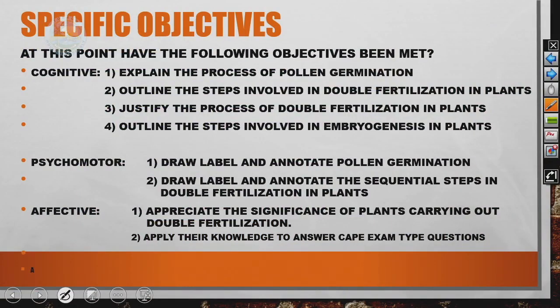Okay, so at this point, we're just recapping the specific objectives we had. Explain the process of pollen germination, outline the steps involved in double fertilization in plants, justify the process, why is double fertilization in plants important, outline the steps involved in embryogenesis in plants. As I said, this is a very short area. We don't expand too much on it at this level, but you need to have a solid appreciation of what is happening during the formation of the embryo.